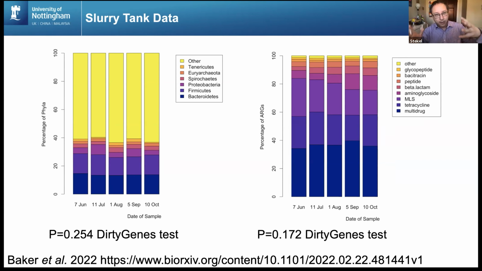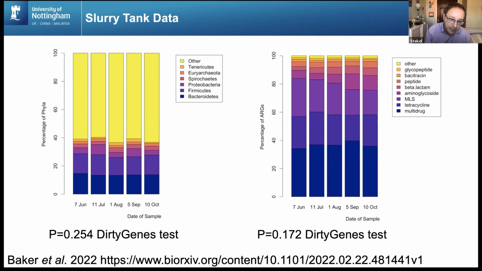And in the end, we came up with a conclusion from our work, which is that actually the material in the slurry tank is reasonably stable, because there's a dynamical equilibrium between what's entering from the cows, the fresh material, and then the processes that happen within the tank, the changes in the microbial community because of that environment. But one thing we were able to do again was to use the DirtyGenes test on both the bacterial taxonomic groups and on the resistance gene classes, in order to show that indeed the microbiology seems to be reasonably constant.